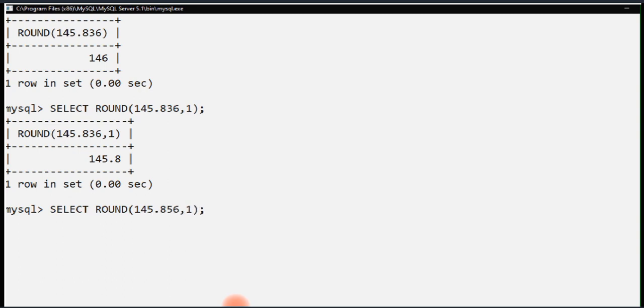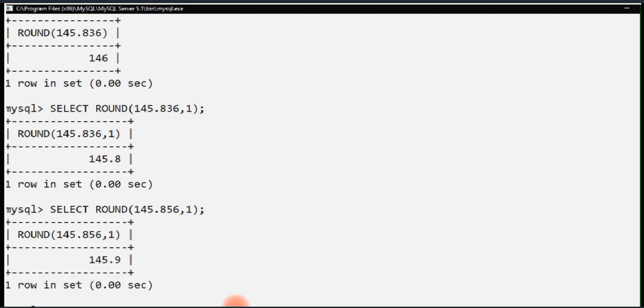Now again the parameter is 1, that means after the decimal I want to keep only one value. Then the second value is 5, and if it is 5 or above, the previous digit, that is 8, will be replaced by 9. This way, I think this concept is clear. I can check with the help of this too.